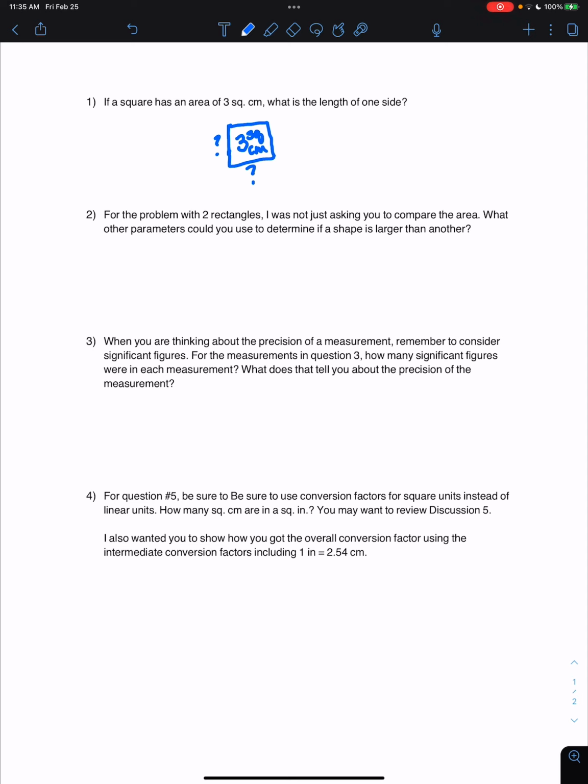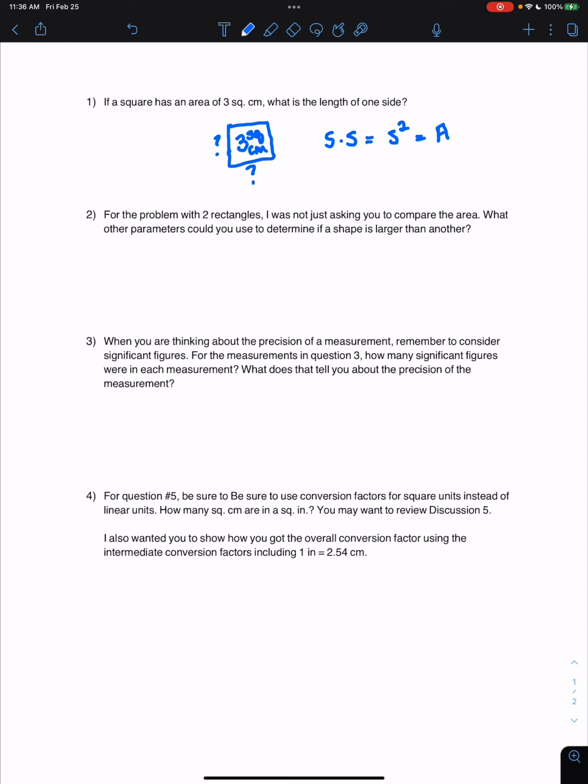And remember that this square has a side length, that all the sides are the same. So really what we're talking about for area is side times side, which is really side squared for the area of our square. So think about that and see if you can come up with a length for one of the sides of the square.